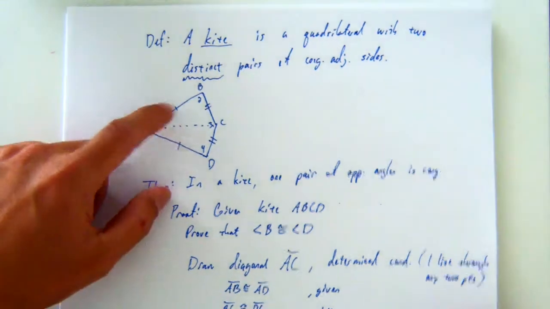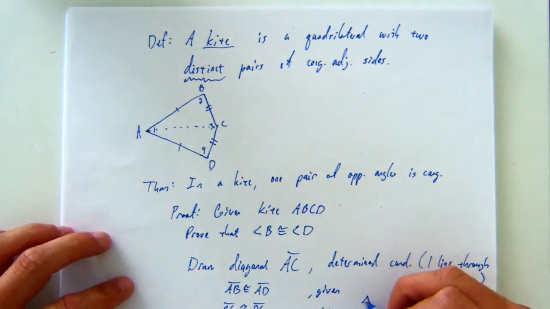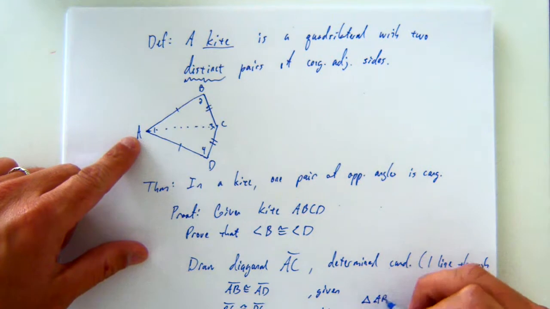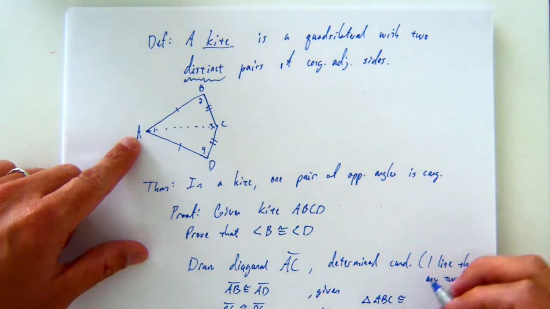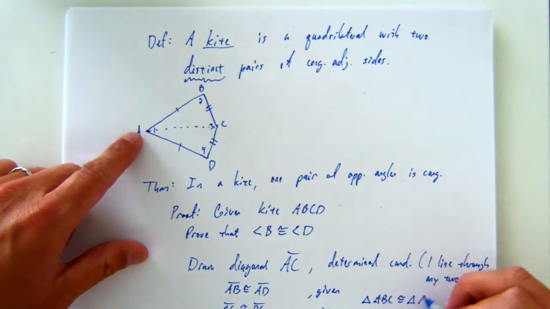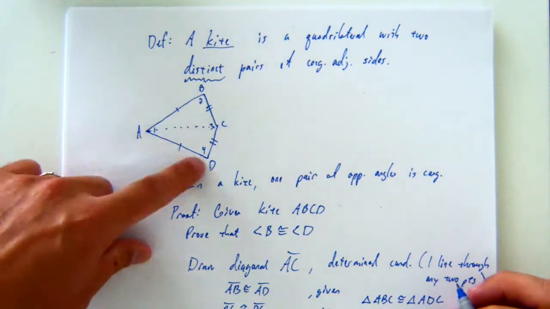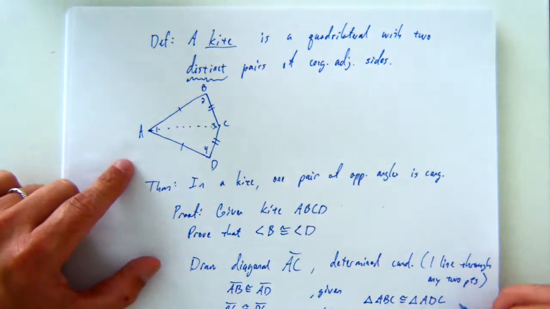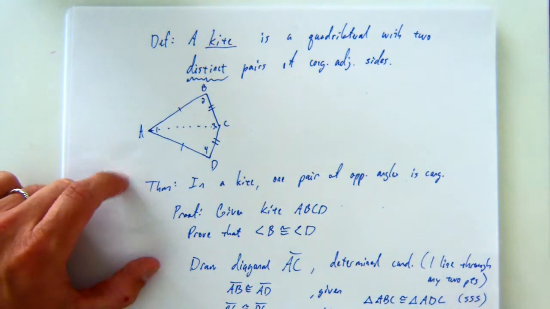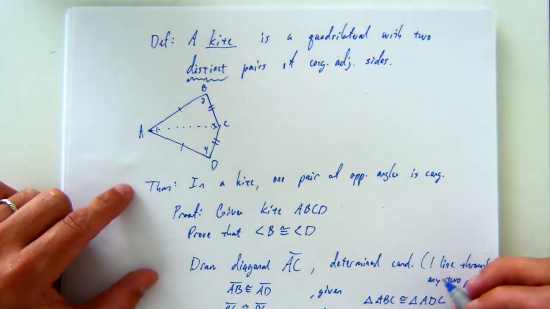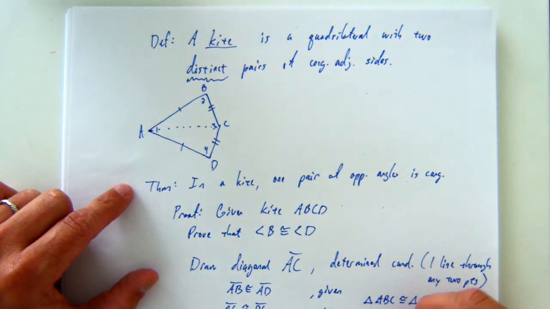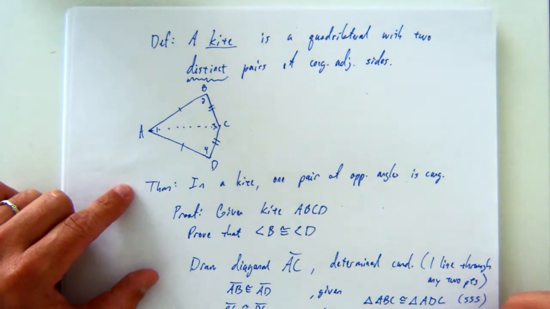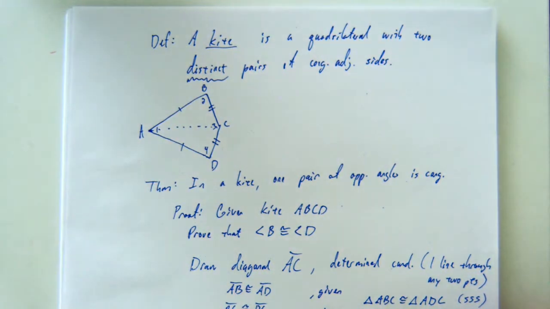And now we have side, side, side, so triangle ABC is congruent to triangle ADC. ABC is congruent to ADC, and that's side, side, side. And then using CPCTC, we can say that angle B is congruent to angle D. And our favorite part, put that problem in its grave.